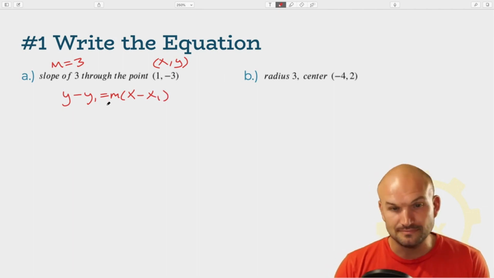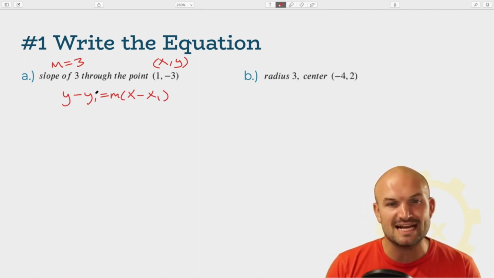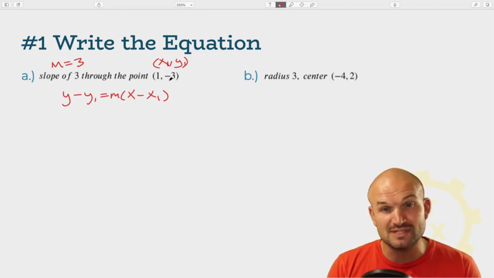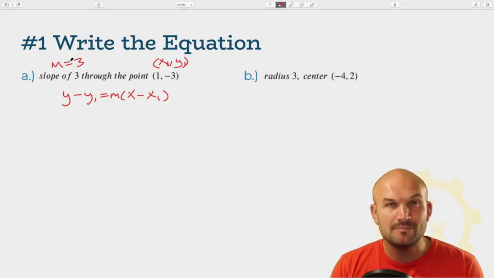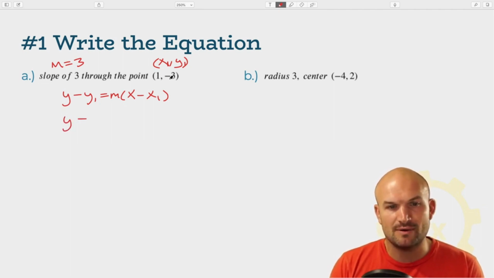To use the point-slope form, this x1, y1 represents any point that lies on the line, right? Since this equation goes through this point, I can represent it as x1, y1, and m we're going to use as our slope. So now all I need to do is plug in y1, which is -3. I'm going to use parentheses to represent what I'm plugging in.